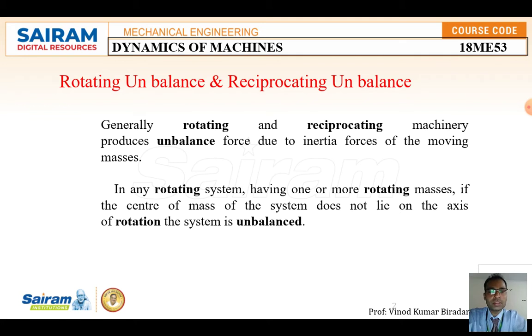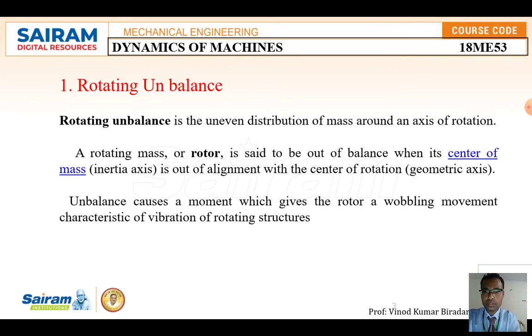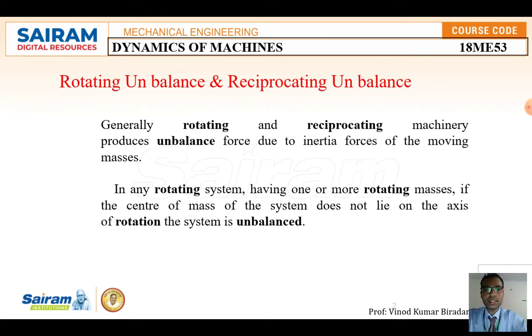Reciprocating motion occurs in almost all cases, for example in an IC engine. Because of reciprocating motion there is also a chance of producing unbalance. So the same I wrote here in the introduction. Generally, rotating and reciprocating machinery produces unbalanced forces due to the inertia forces of the moving masses. That inertia force is produced because of the masses, and it is set up in the machine component. Because of that there is a chance of producing unbalance.